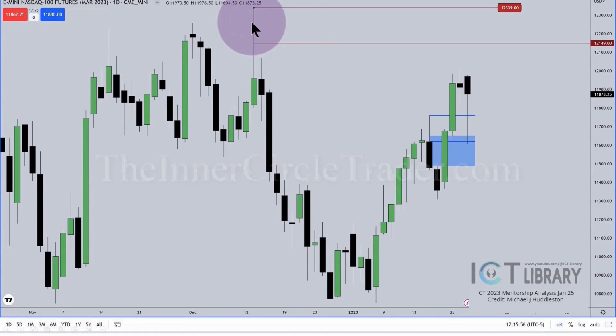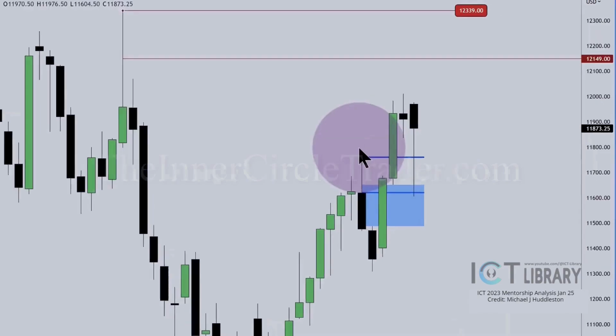Some of you are asking, what do I mean by a wick as a gap? The algorithm refers to a wick as a gap. And the gap will most likely want to be treated to its consequent encroachment, which is the midpoint of the gap. Not to be confused with a mean threshold, which is the middle or 50% level of an order block. Okay, so my order block theory and gap theory are distinct. They're very similar in some ways, but very different in others.